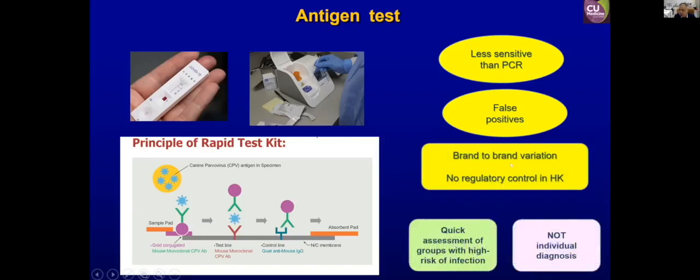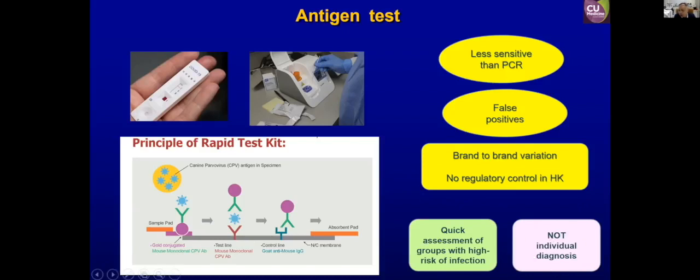And at the moment in Hong Kong, we do not have regulatory control on antigen assay. So you can buy it in a pharmaceutical shop or maybe even supermarket. And this is really something you need to be aware of. So because of less sensitivity and the chance of false positive, in general, we do not recommend antigen assay for individual diagnosis. But of course, there are a lot of exceptions, where you really want to have a rapid assay.